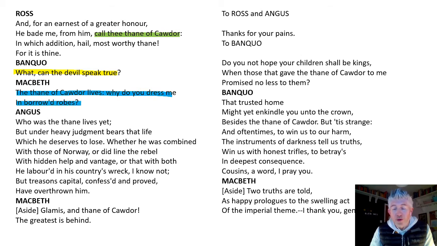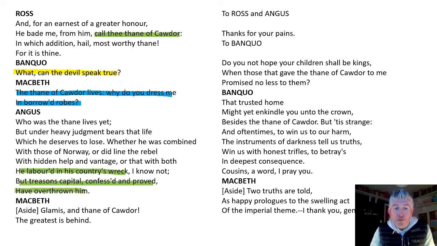Angus, one of the other messengers from the king, "Who was the Thane lives yet, but under heavy judgment bears that life which he deserves to lose, whether he was combined with those of Norway, or did line the rebel with hidden help and vantage, or that with both he laboured in his country's wreck. I know not. But treason's capital, confessed and proved, have overthrown him."